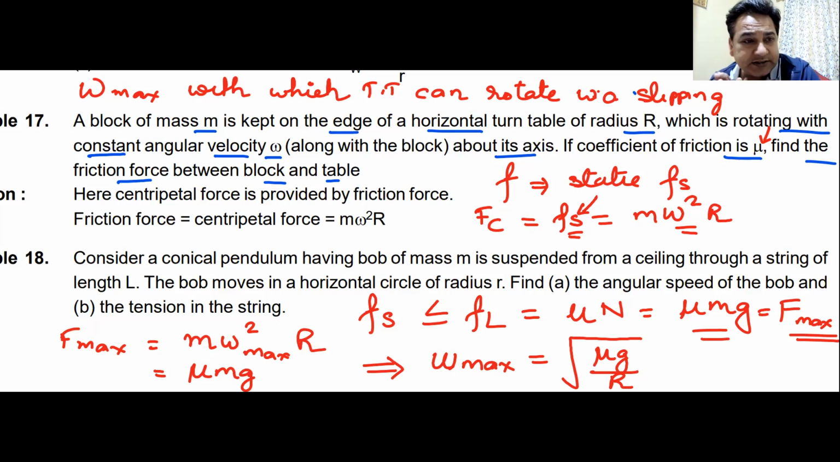So on this note, this was the last question for this class. We are dealing with horizontal circular motion on a horizontal path. Two or three types of questions are still left, which we will cover in the next class. So by the end of next class, we would be done with circular motion in a horizontal plane.